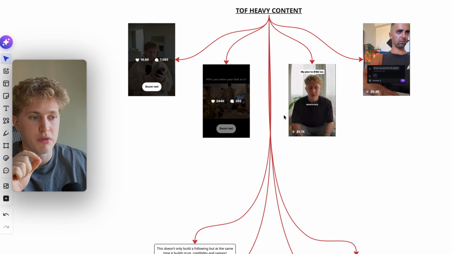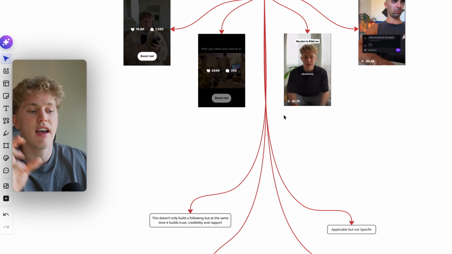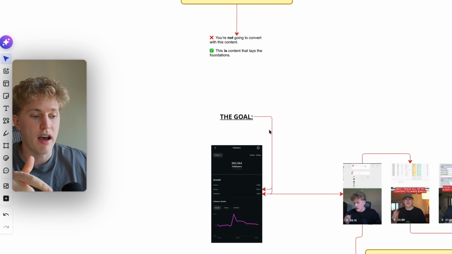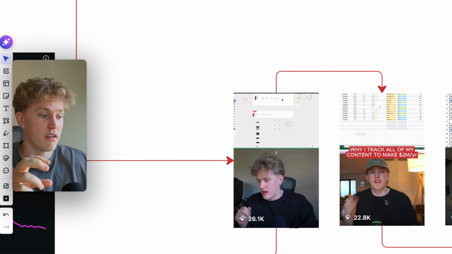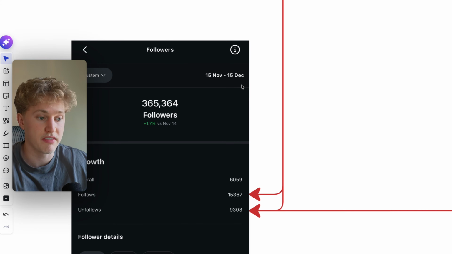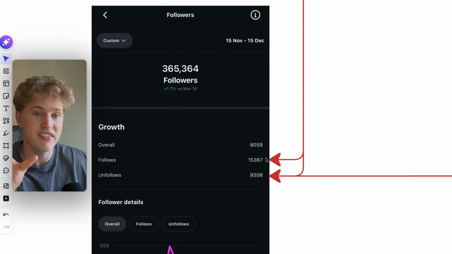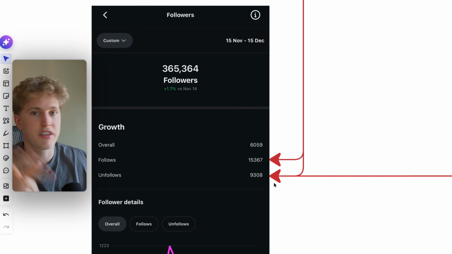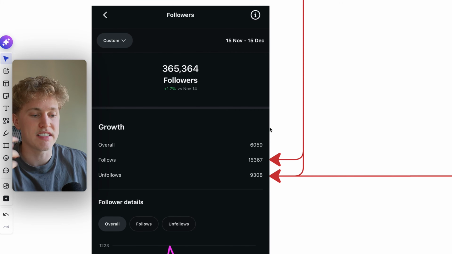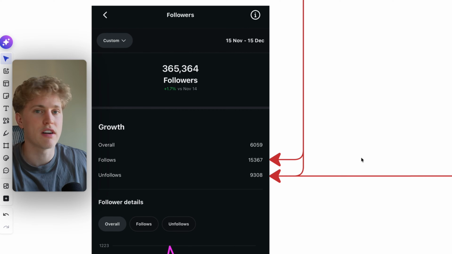You start off with top of funnel heavy content, and then you work your way down. Once you get some followers, once you get some people into the ecosystem, you work your way down to middle of funnel content. You can see this is all from the same time frame, 15th of November to the 15th of December. So over the period of a month, 15,000 followers, 9,300 unfollowers. That's good. I almost want more unfollowers than overall followers staying, because this tells me I'm getting rid of as many people as possible.